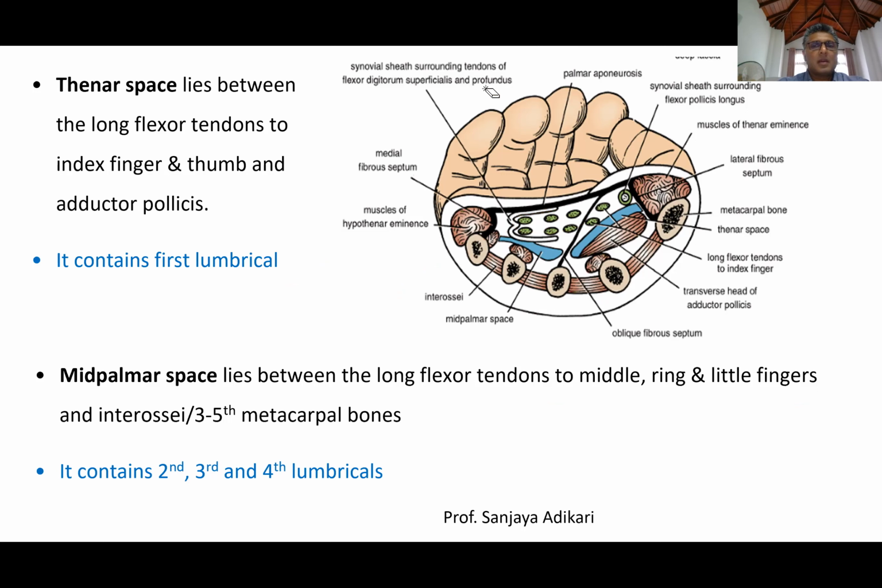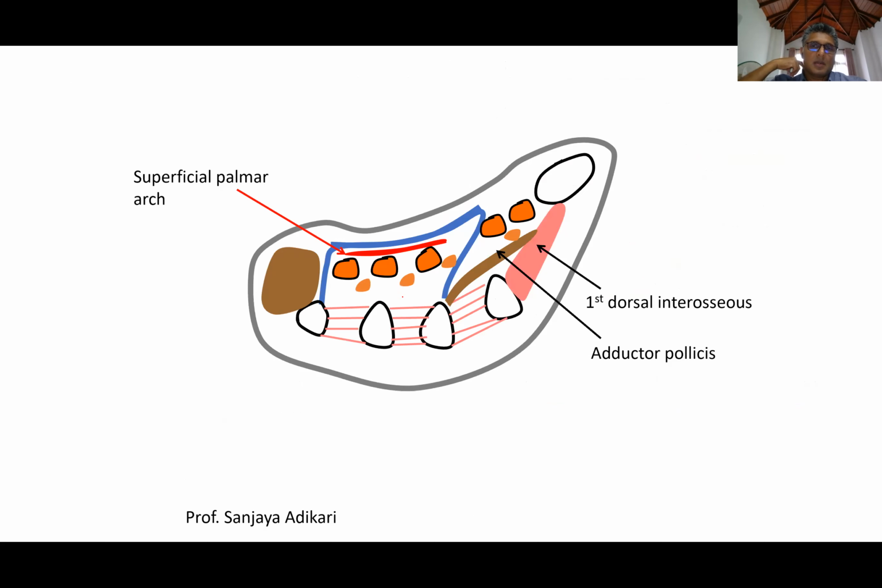So this diagram, I could not put the reference. It's from Richard Snell, Clinical Anatomy by Regions. So this is a diagram I developed from the same thing to show you a point here. Now you get your thenar space here and your mid-palmar space here. You get the lumbricals. You get the first lumbrical in the thenar space, as I said before, and second, third, and fourth lumbricals in the mid-palmar space.